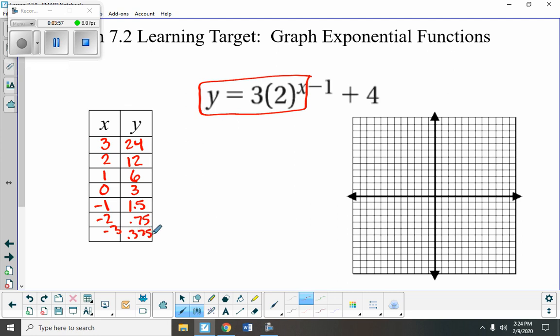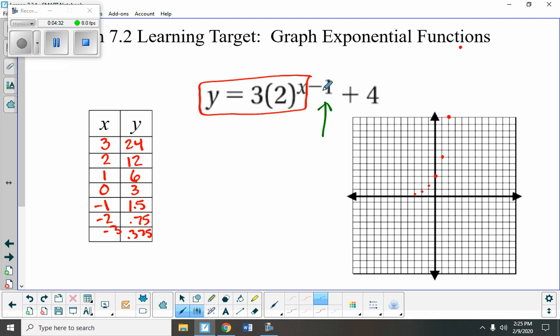So now we're going to plot those points. We go over 3, up 24. That's way off our graph. Over 2, up 12. Over 1, up 6. At 0, we're up 3. At -1, we're up 1.5. At -2, we're up 0.75. At -3, 0.375. All right, so these are the values when we substitute into just this first part. But now we have to do the shift. So this is your left, right.